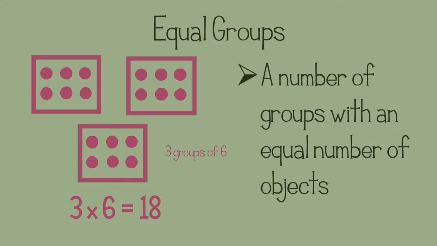Next is equal groups. Once again, this is more of a drawing one, and this is where you take a number of groups with an equal number of objects in each, and then you count all of those up. Like with arrays, you can choose the symbols that you want to use, but this is a super helpful one in solving.